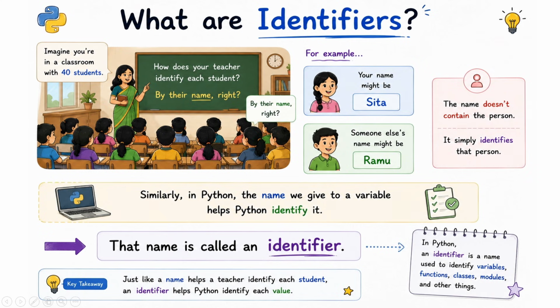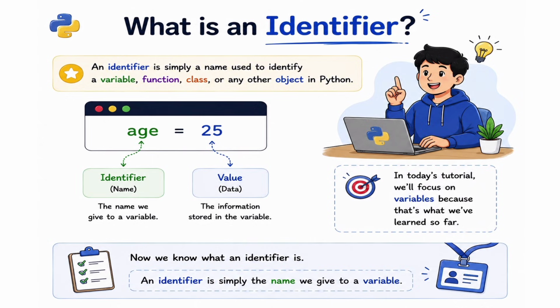Imagine you are in a classroom with 40 students. How does a teacher identify each student? By their names, right? Suppose your name might be Sita and someone else's name might be Ramu. The name doesn't contain the person, it simply identifies that person. Similarly, in Python, the name we give to a variable helps Python identify it. That name is called an identifier. Just like a name helps a teacher identify each student, an identifier helps Python identify each value. An identifier is simply a name we use to identify a variable, function, class, or any other object in Python.